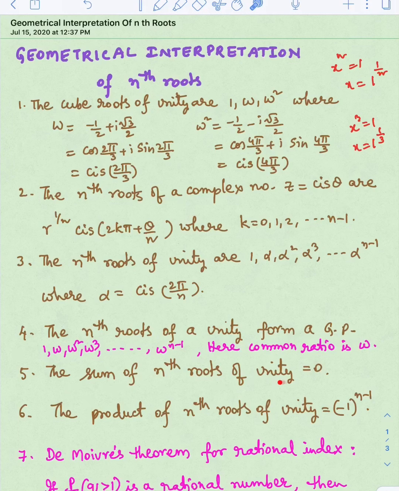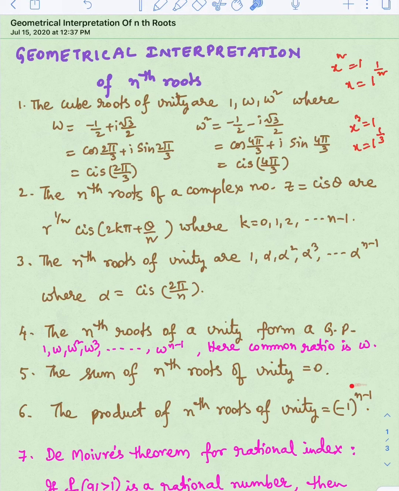Next, the sum of nth roots of unity, that is, if you take the total of all these, you get 0. The cube roots of unity in the first point are 1, omega, omega square. Take the total of these three: 1 plus omega plus omega square becomes 0. So the sum of nth roots of unity is 0.